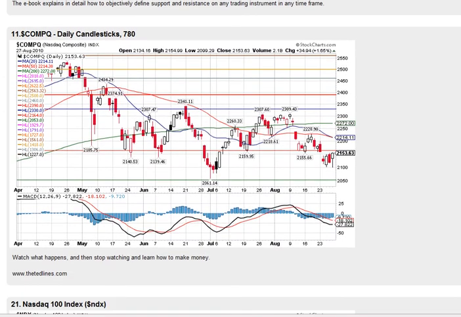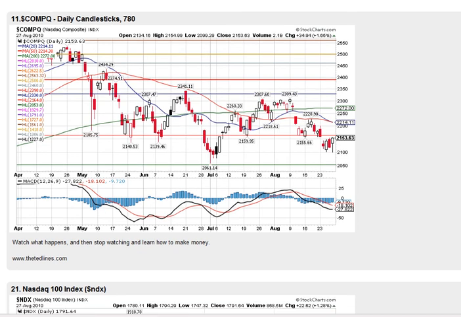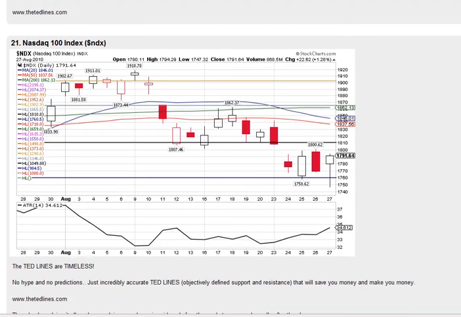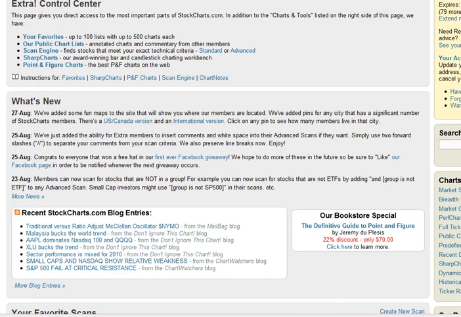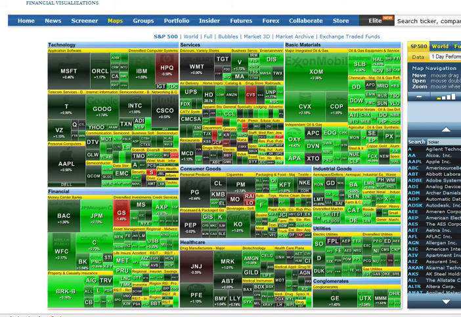Comp looks good, although we're right at resistance. I'll be looking to see what happens, being Ntap is in that space as well on the comp. NASDAQ 100, you can see we had a nice reversal candle, and so forth. So looking at what happened Friday, everything was green. So with that in mind, Ntap, I'm looking for that to go higher, 44 to 45 range.